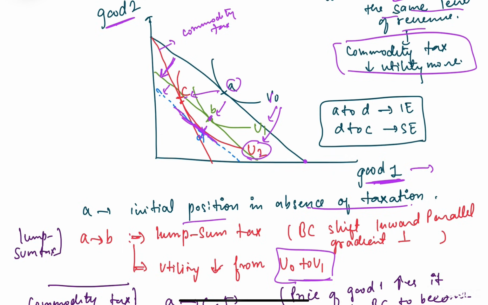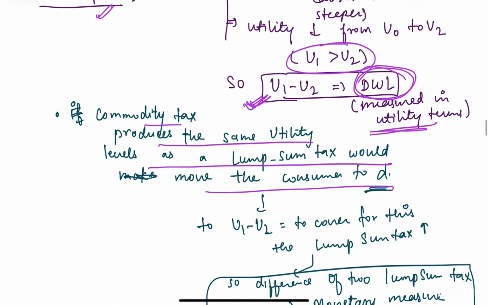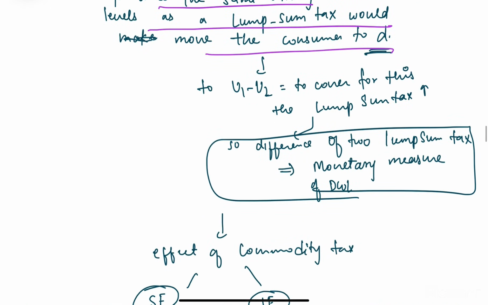तो अगर हम utility को change नहीं करते हैं, we are keeping utility same, तो ये जो shift हमने करा है ना अभी lump sum tax में budget constraint में, that shift जो होगा it would be in monetary terms, and this shift is giving us the deadweight loss. So to cover for this lump sum tax would increase, and जो difference होगा दो lump sum taxes के बीच में, it is the monetary measure of the deadweight loss.